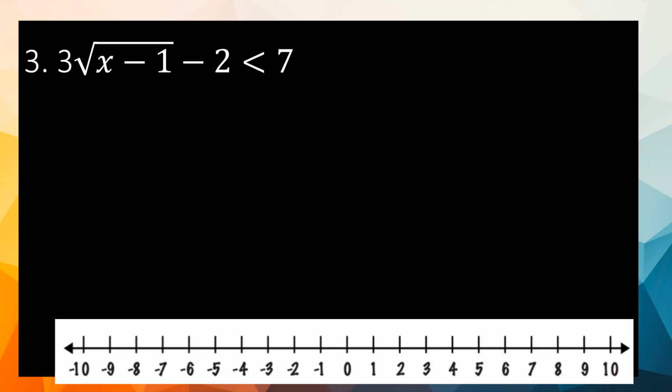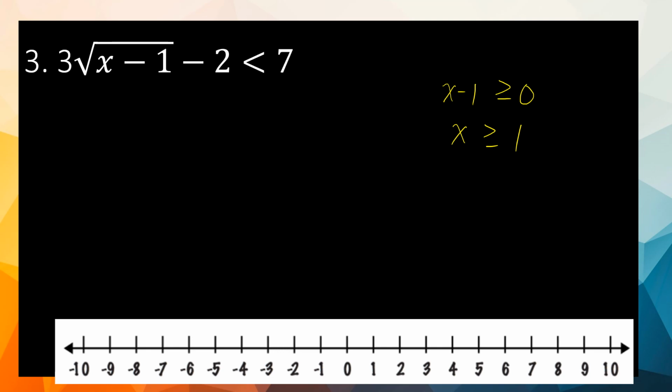Okay, last example. So we have 3 square root of x minus 1 minus 2 is less than 7. So again, let's solve first for the restriction for your radicand. Our radicand is x minus 1, and it must be greater than or equal to 0. So your x, transpose negative 1 to the other side, that should be positive 1. So your x should be greater than or equal to 1.